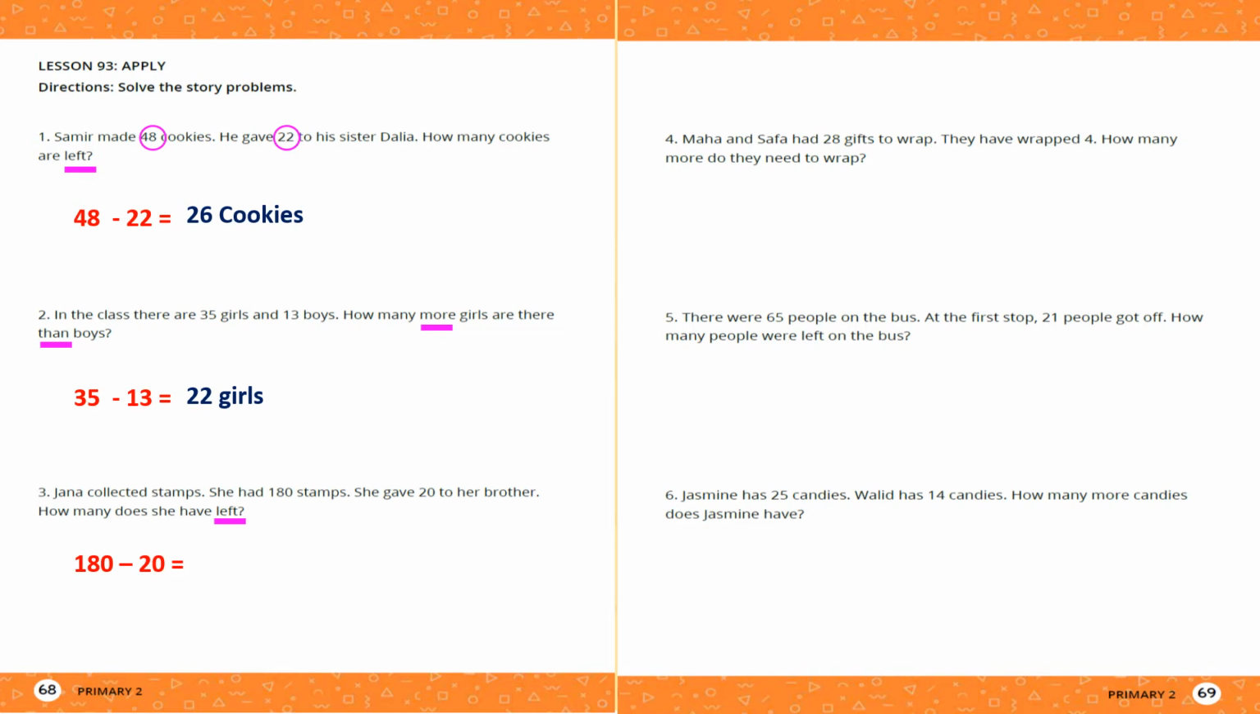28 minus 4 equals what? Subtract ones with ones, tens with tens. 8 minus 4 equals 4. 2 minus 0 equals 2. So the result equals 24 gifts.